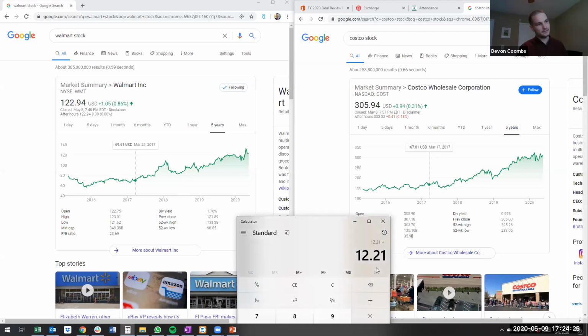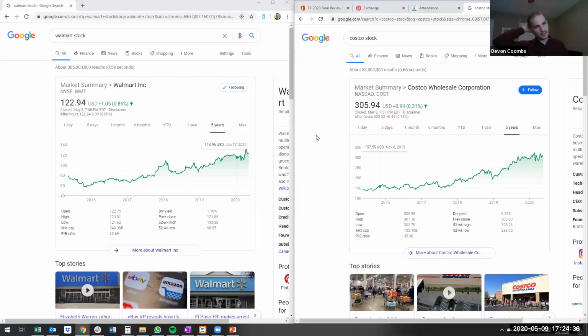$12.21. Or we can say from the base, 35.90. It's a 34% markup to buy Costco shares over Walmart shares. And so the question here is, why is that? Right? And if you want to become a solid investor, this is the basics of it.